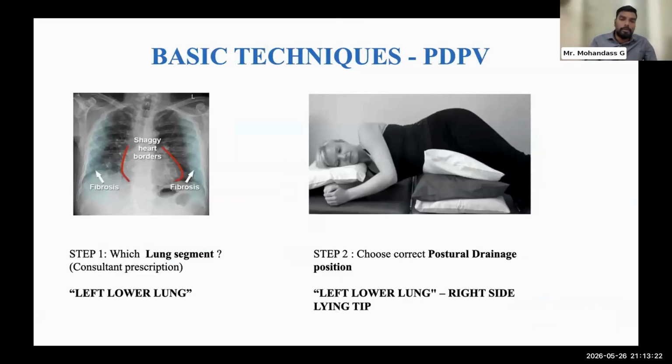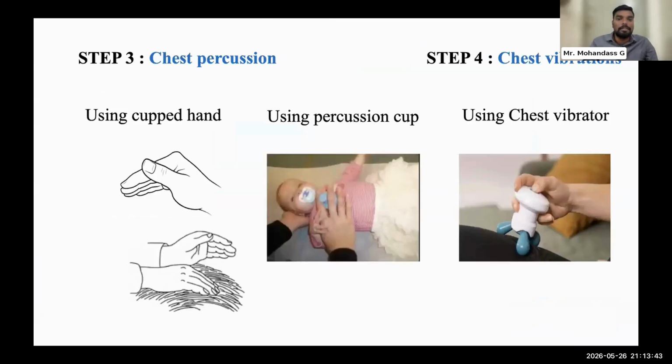So first, I would like to say that whenever you get a reference, please do identify the lung segment that is involved. That is the first step. Say, for example, after the consultant prescription, I would like to add an example of left lower lung. When you choose the lung segment, the next step is to choose the appropriate postural training positioning. So this is the second key. And the third step is always about PD and PV, percussion and vibration. Now the question is whether it is cupped or the percussion cup. Usually percussion cup will dissipate the forces equally and it will be very focused and specific.